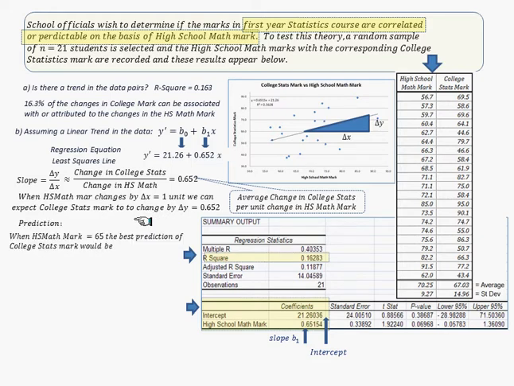Now we'll look at prediction. We want to look at a high school mark of 65. What's the best prediction of college level statistics? It's a matter of simple substitution: 63.6.